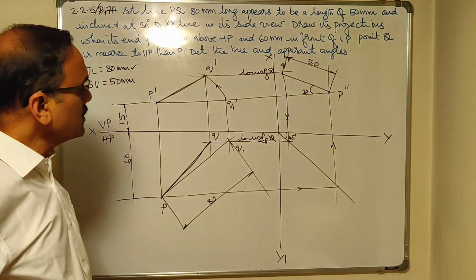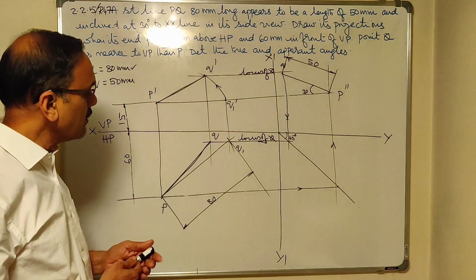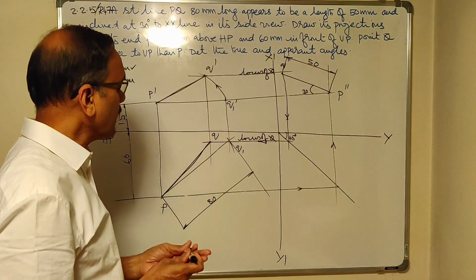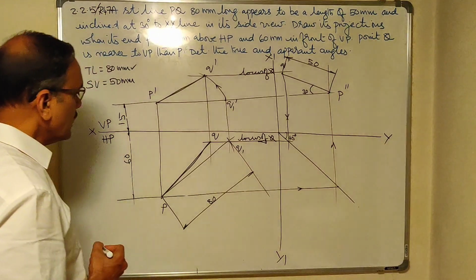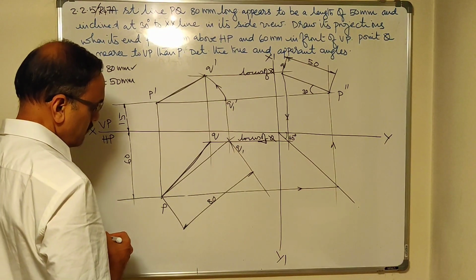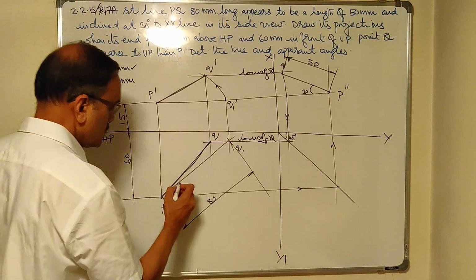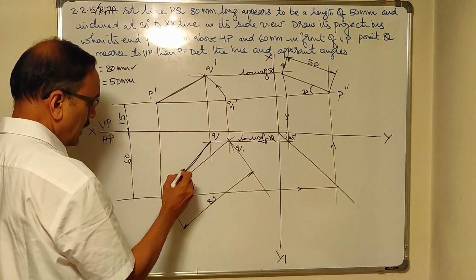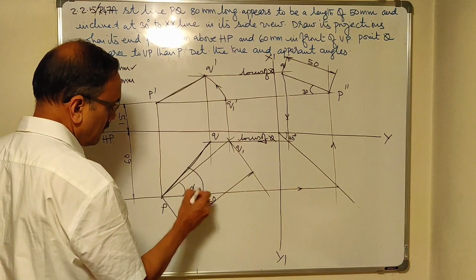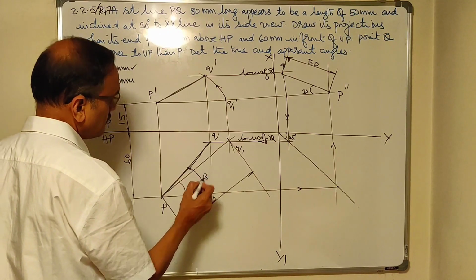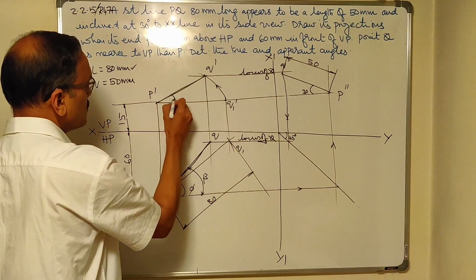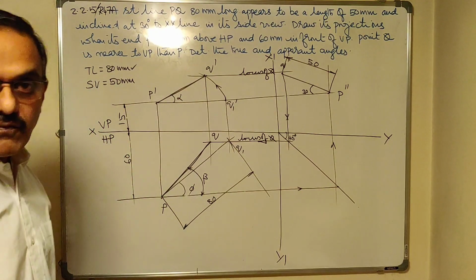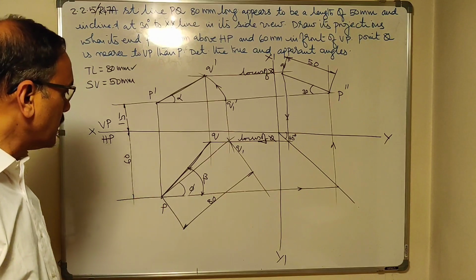Okay. So let us see now, the projections are done. Let us see what you are asked now. You are asked to determine the true and apparent angles. Some of the angles are already there. This is true length, so this should be angle phi. This is apparent length, so this should be angle beta. This is also apparent length, this should be angle alpha. Inclination of the front view is alpha, inclination of the top view is beta.